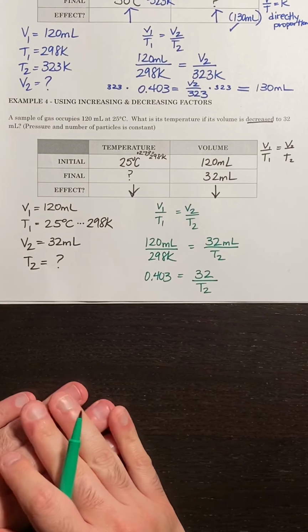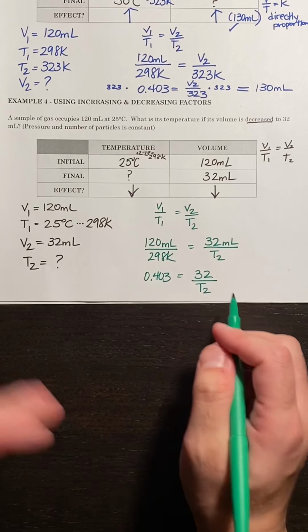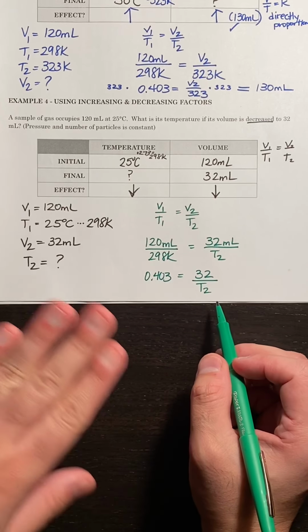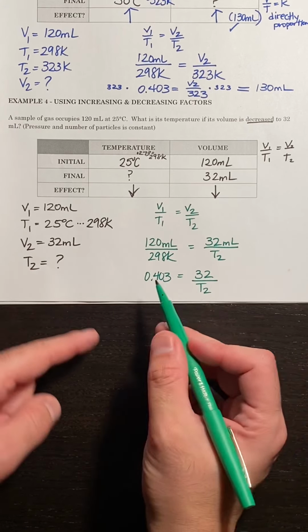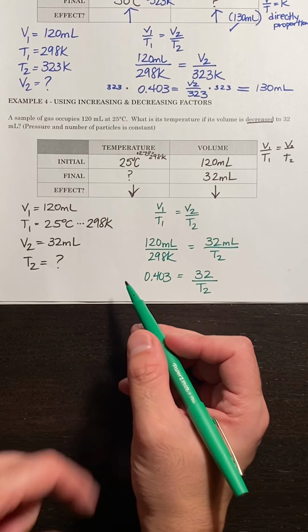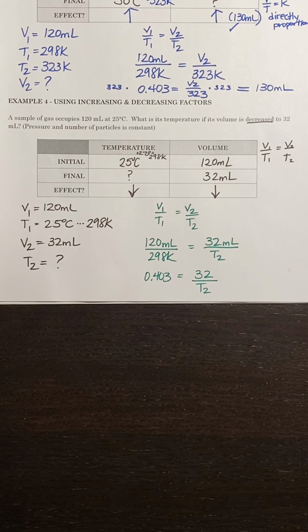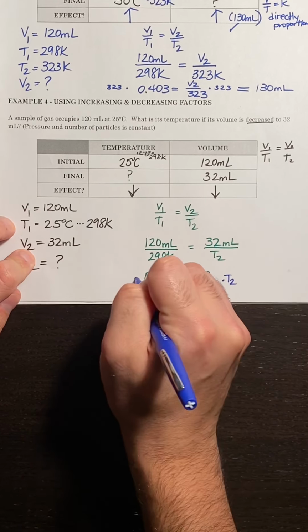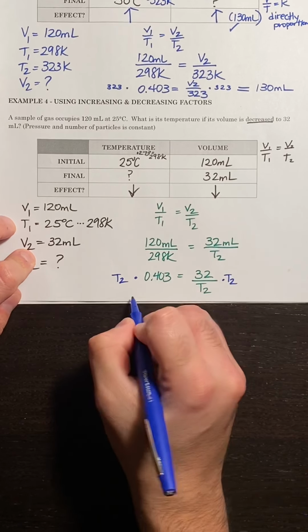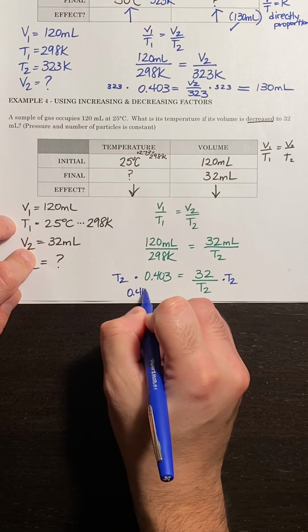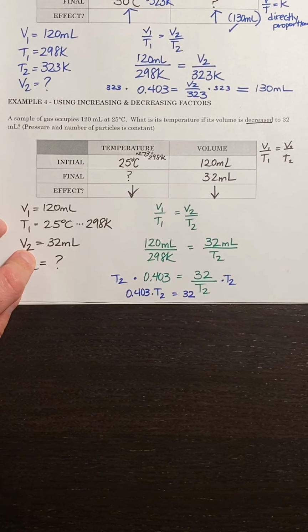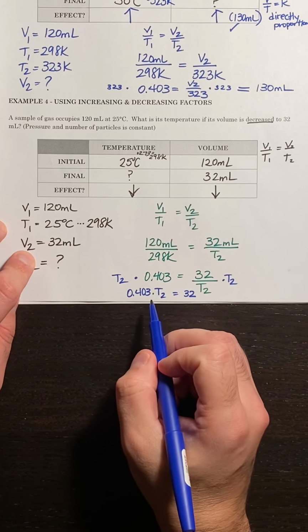Now, how do I solve this with T2 in the bottom? We did this in class. If I want to try and get T2 by itself, I have to switch places with T2 and 0.403. The way that I could do that is by multiplying both sides by T2. So times T2, times T2, and I'll be left with 0.403 times T2 equals 32.